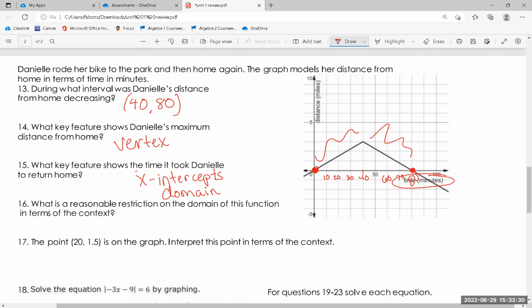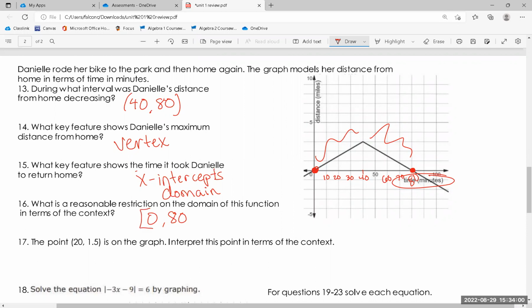What is a reasonable restriction on the domain? So we want to start at 0, right? That's where she starts, 0 time, and then up until 80. She's gone from 0 to 80 minutes. It doesn't make sense for us to have any negative time, so anything before 0. And it doesn't make sense for us to have anything after 80 because we can't have those negative y values, as we talked about a few minutes ago.